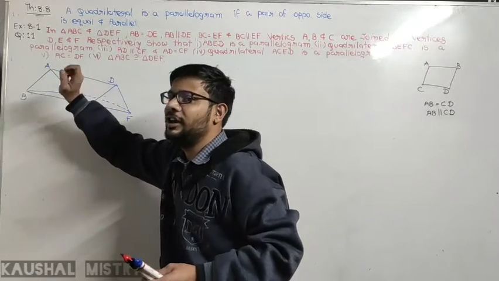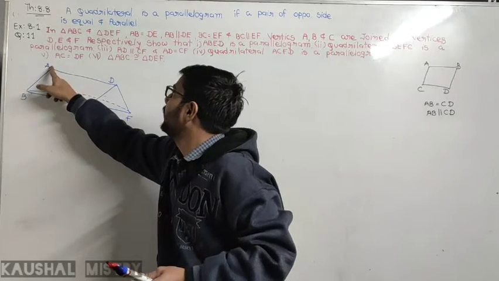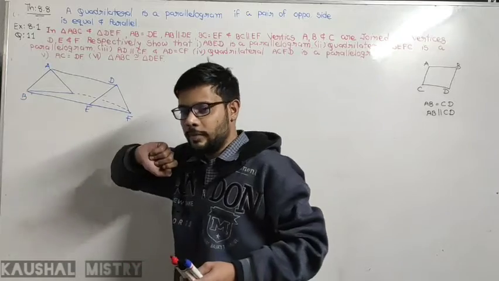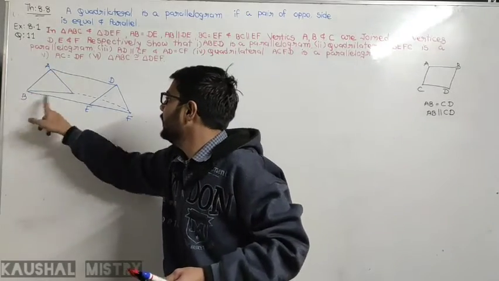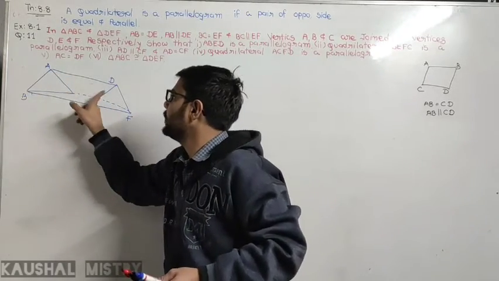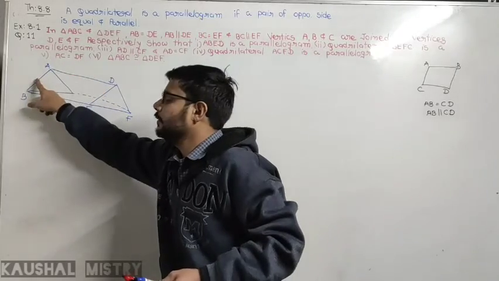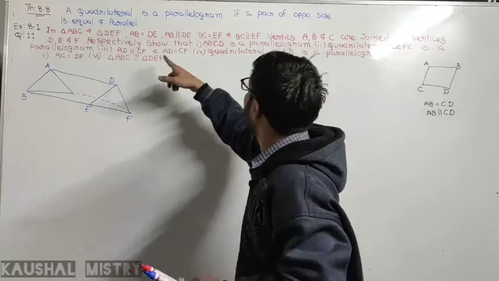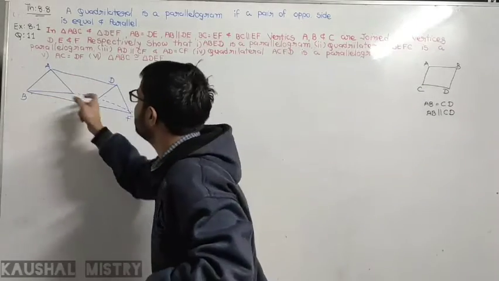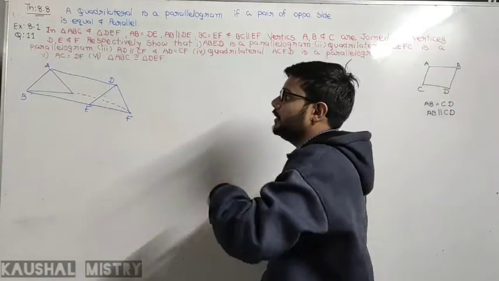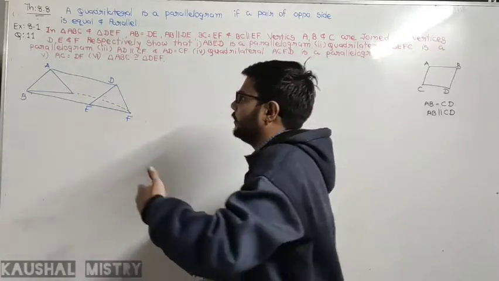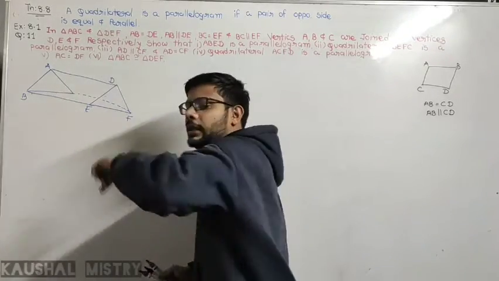Then we can definitely write, by theorem 8.8, ABED is a parallelogram, because these two sides are equal and these two sides are parallel. That means by theorem 8.8, first we can prove that ABED is a parallelogram. If this is a parallelogram, then AD is parallel to BE and AD is equal to BE, right?